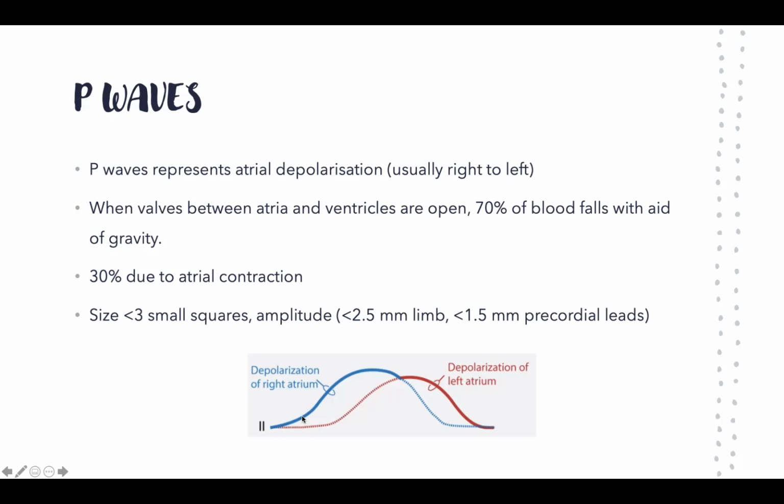So here you can see the P wave is not really one wave. It's composed of two smaller waves, which are very similar in their timing. So the first one's going to be our right atrium. Second one's going to be our left atrium. And they seem to appear as one wave together.